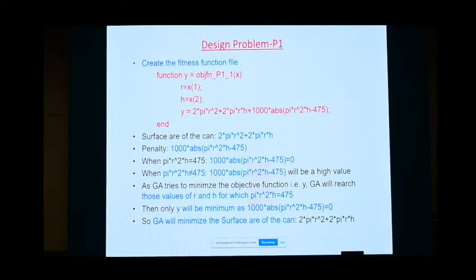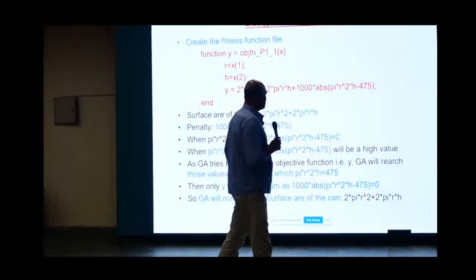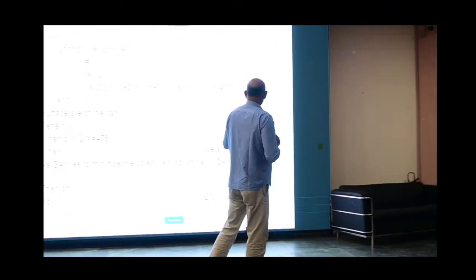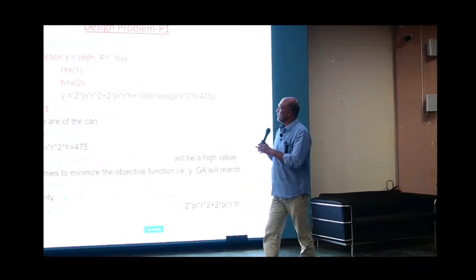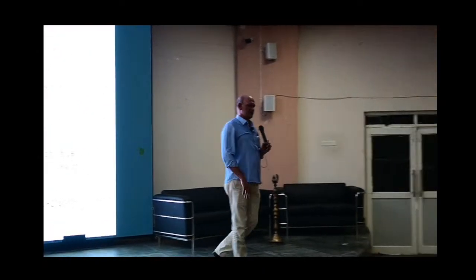Penalty means whatever you specify, y is equal to this one. GA will try to minimize the total, and to minimize it, it will search for what the values of r and h should be.